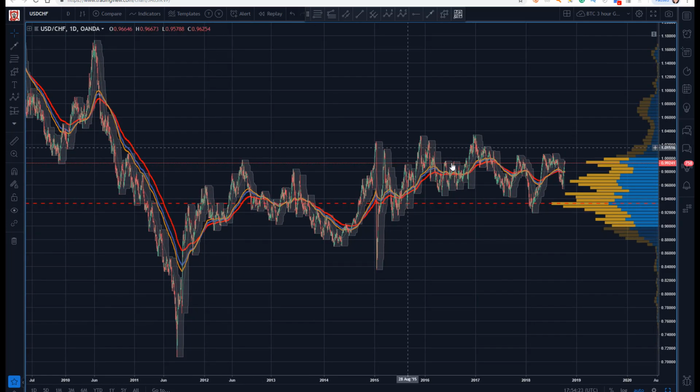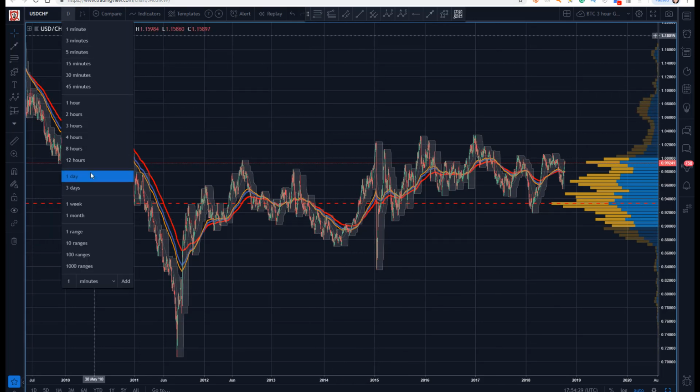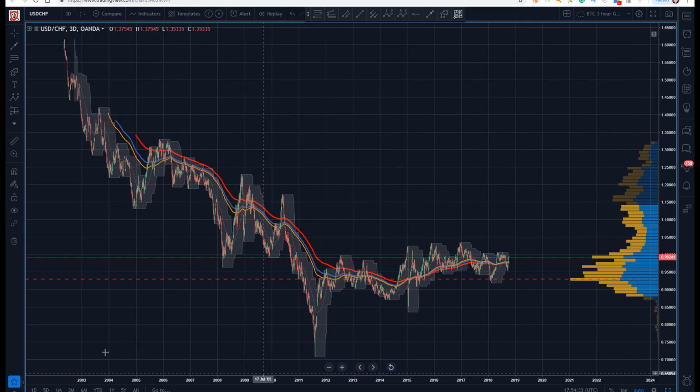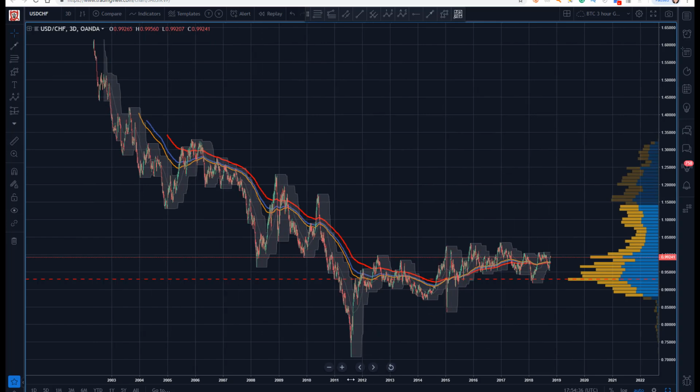So here's the daily chart. And you think, oh, okay, all right, daily, that's enough. Well, you want to put things in context. So that's why I like to go either to the weekly or the daily. Here's the 3-day, which kind of puts this into perspective, right?